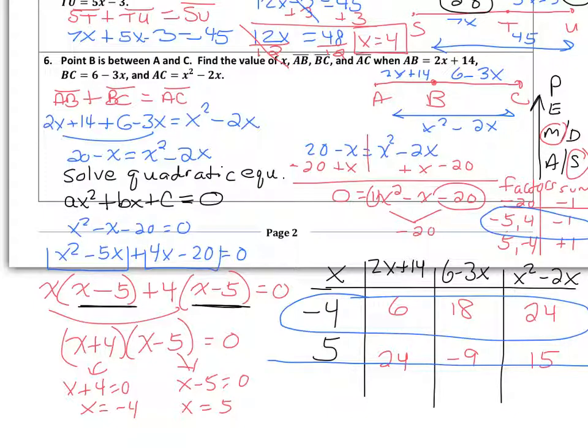X does equal negative 4. AB equals 6 units. And we were not given a particular type of units like inches or millimeters, etc. So in this case, where we don't know what the units are, you would just write out units. So we've got x equals negative 4, AB equals 6 units, BC equals 18 units, and the whole AC equals 24 units. And that's how we would write our final answer.